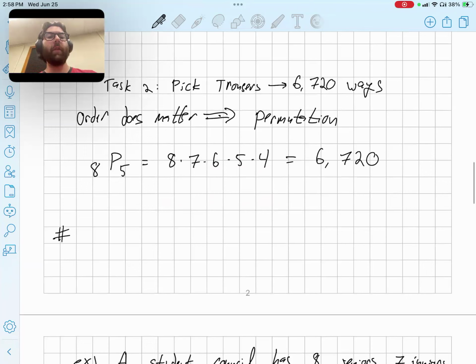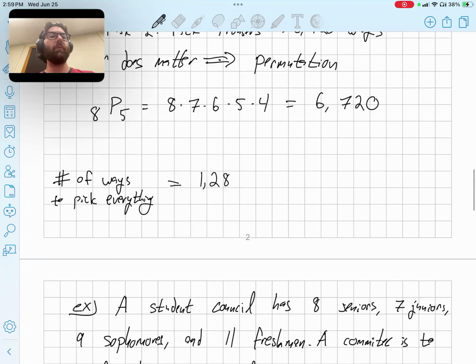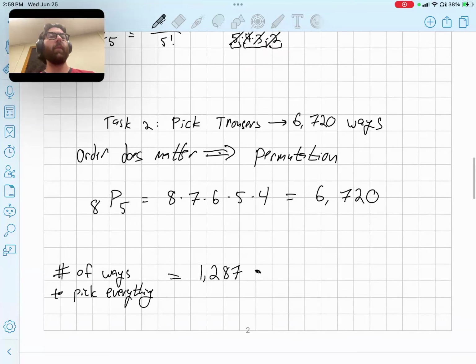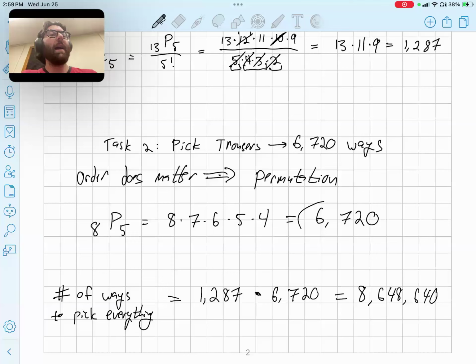And so the total number of ways to pick everything, well, it's the number of ways to do task 1, which is 1,287, times the number of ways to do task 2, which is 6,720. This is going to be a big number. So we do this multiplication, 1,287 times 6,720. That's 8,648,640 ways. And the reason this is so large is partly because we have this permutation here.